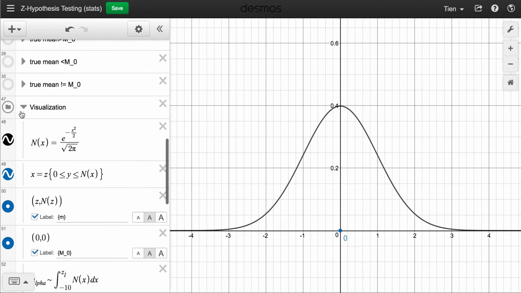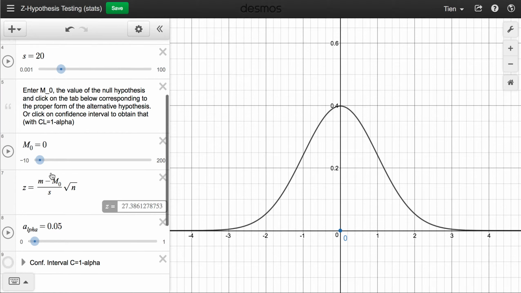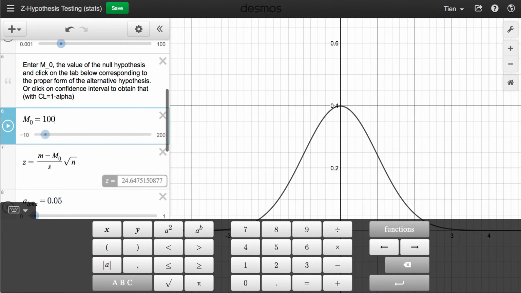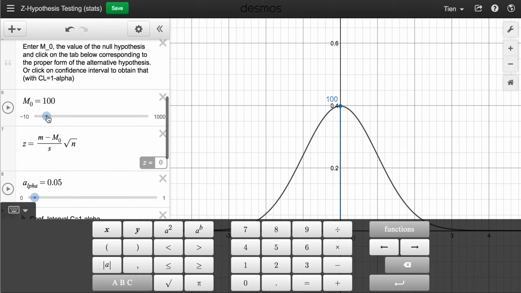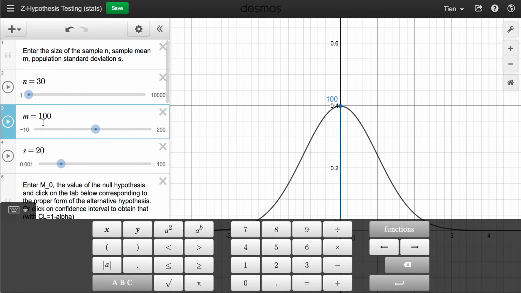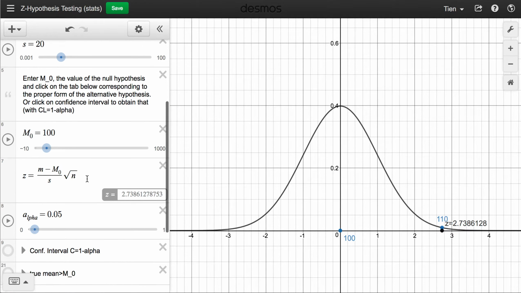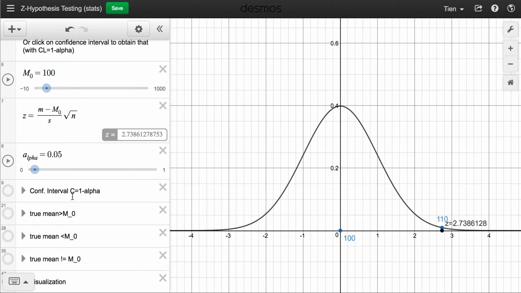So let's go back up here. Let's say we want to claim that our proposed true mean is 100, and let's say our sample mean is 110. Could I make this claim that the actual true mean is 100, or do I have to accept the alternative hypothesis where the true mean is more than 100?